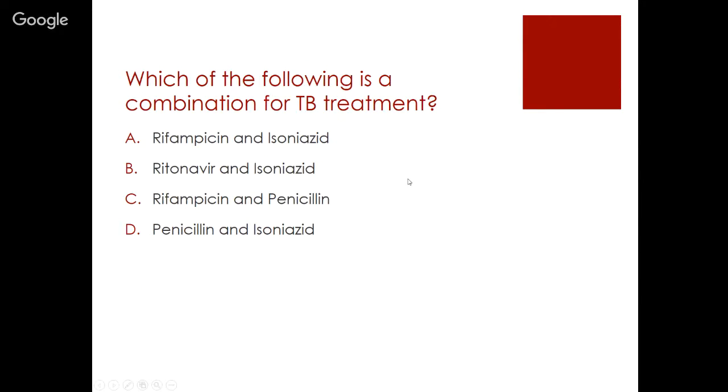And which of the following is the TB combination? Yep. There's actually two more. I think the thing is ripe. So if it ever comes up, it's ripe. It's rifampicin, isoniazid, and then one beginning with P and one beginning with E. Ethambutol and P.